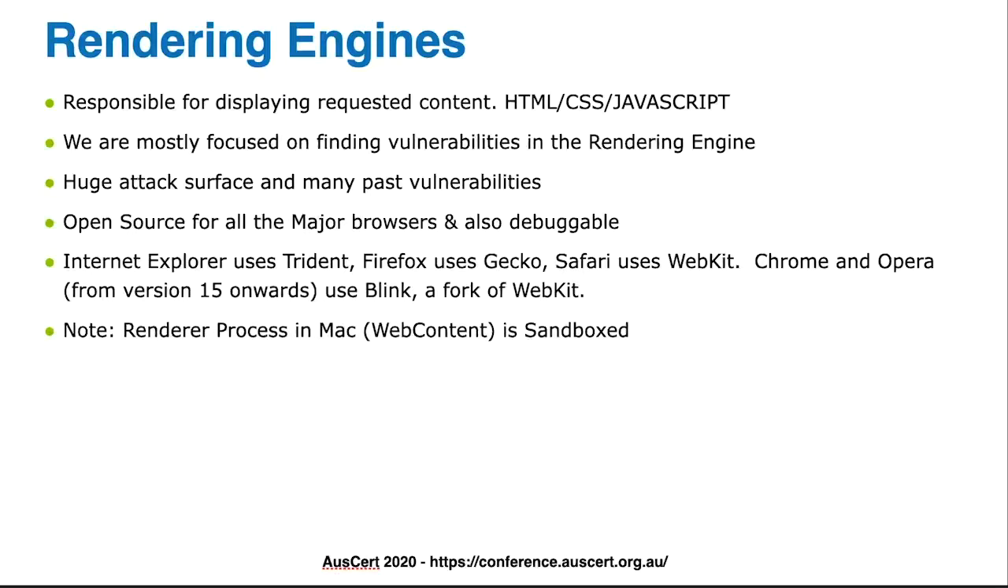The rendering engine used for IE is Trident, for Firefox it's Gecko, and for Safari it's WebKit. Chrome and Opera use Blink, which is a fork of WebKit. It's important to know that all these rendering engines are open source.